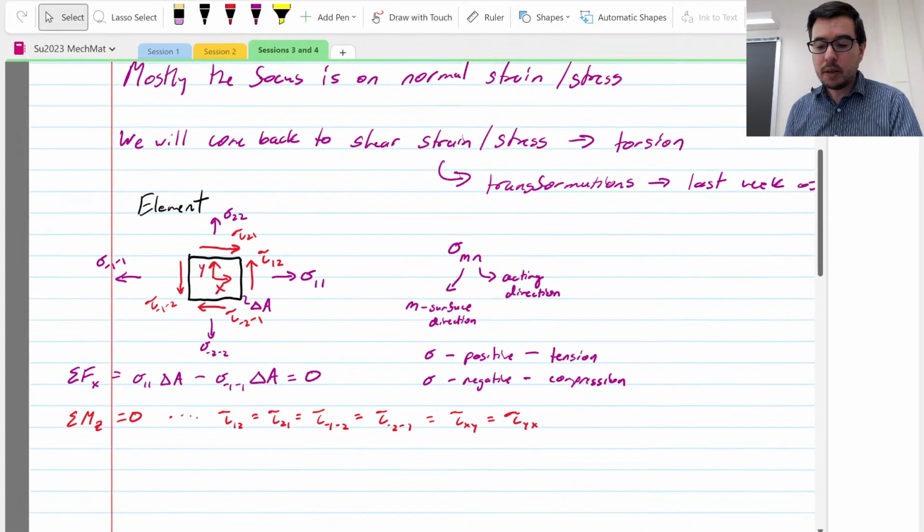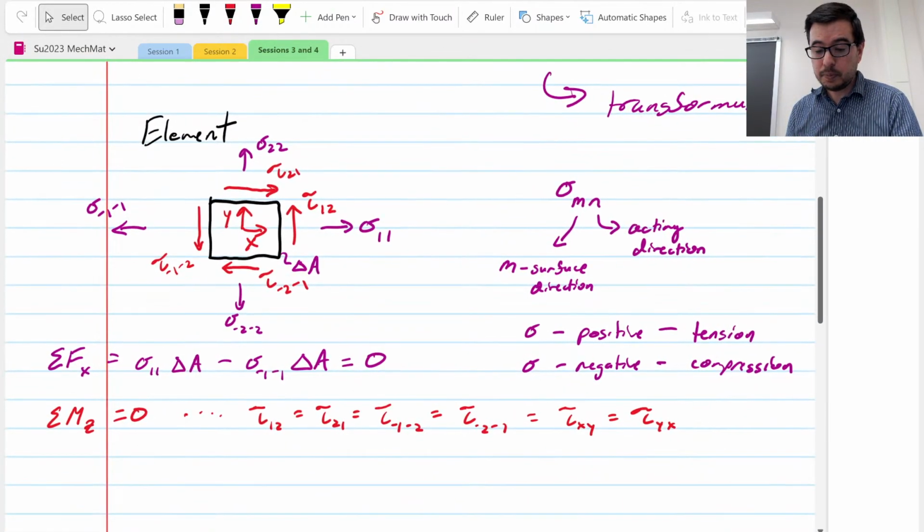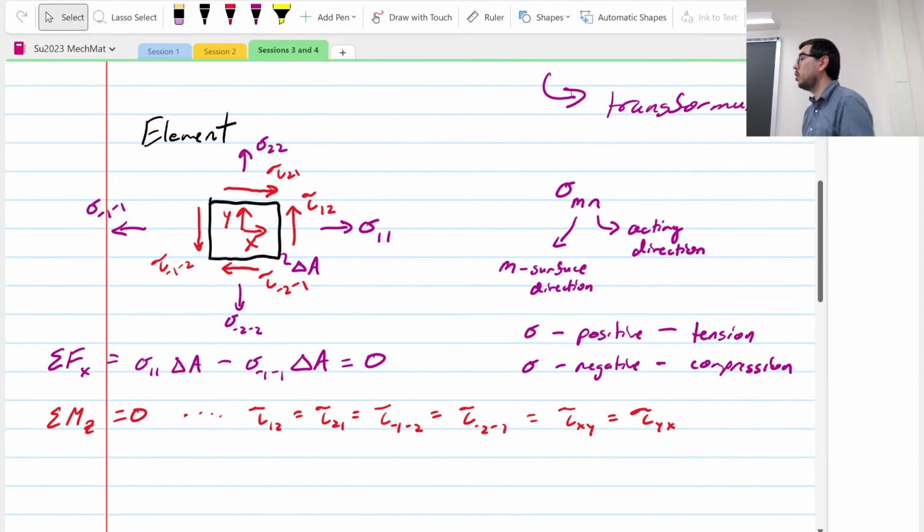So all the taus are equivalent? Yes, all the taus are equivalent. So you only need to define one. You only really need to have a tau xy. All right. Now, what will happen? This is 2.5D world.